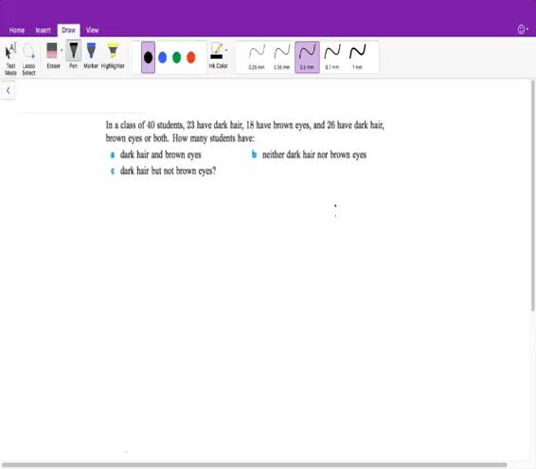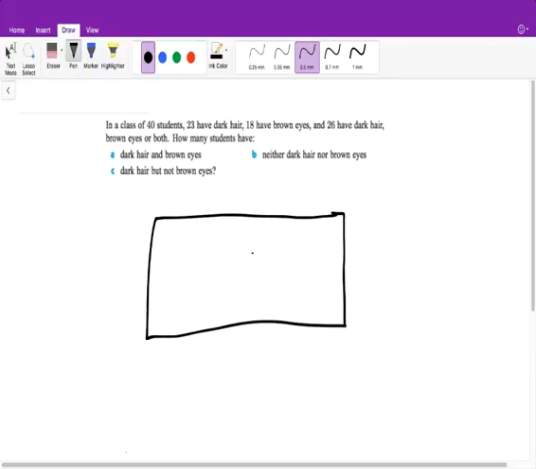So the first thing we will need to do is draw our Venn diagram. All right, so we have dark hair and we have brown eyes. Let me redraw these here a little better and clearer to see. So we have dark hair and then we have brown eyes. So D, B, and there's our universe. So a class of 40 students, 23 have dark hair, 18 have brown eyes, and 26 have dark hair, brown eyes, or both. So how many students have?